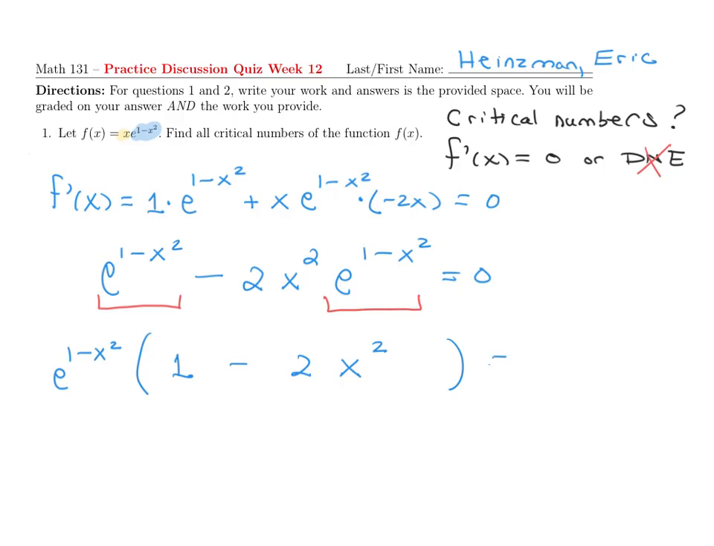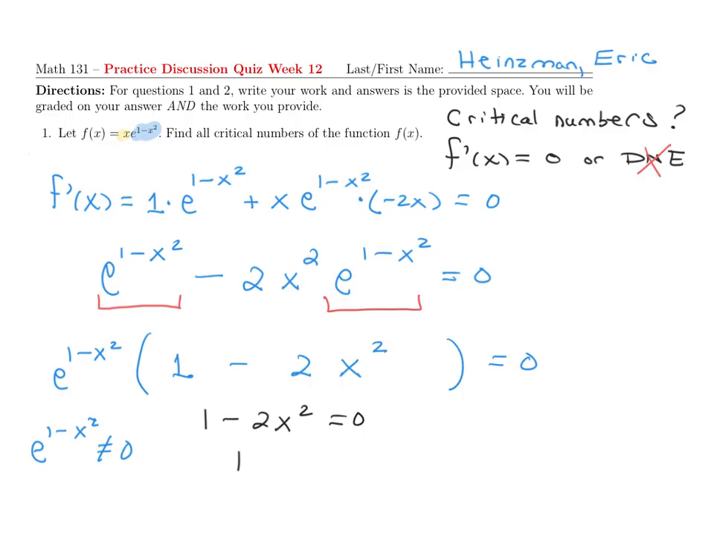Now, where does this equal 0? That's wherever each individual factor is 0. And the good news is, for this factor over here, e to the 1 minus x squared, it actually never equals 0. An exponential function like this never is 0, so this will provide no solutions. That means we only need to check where 1 minus 2x squared is 0.